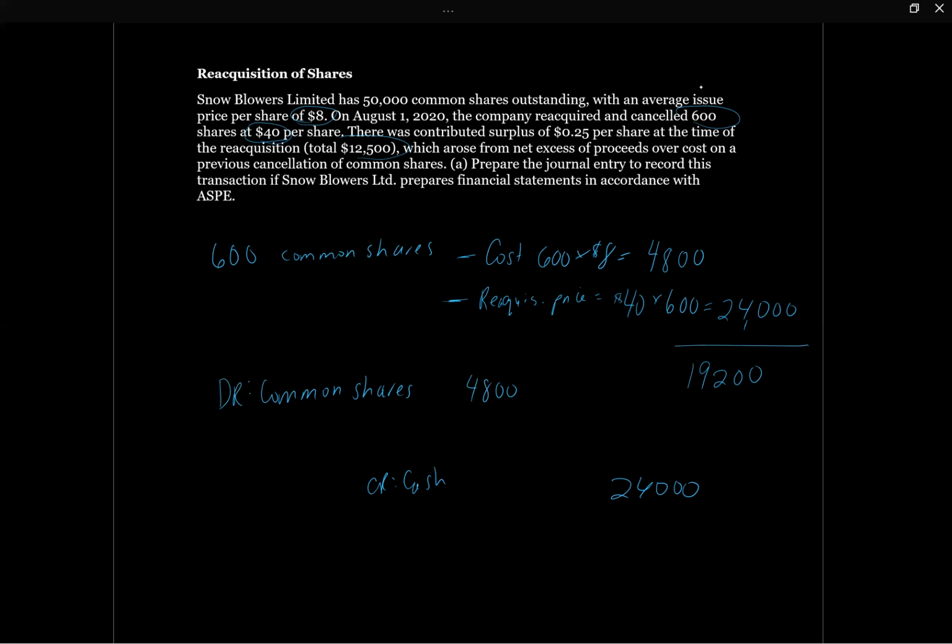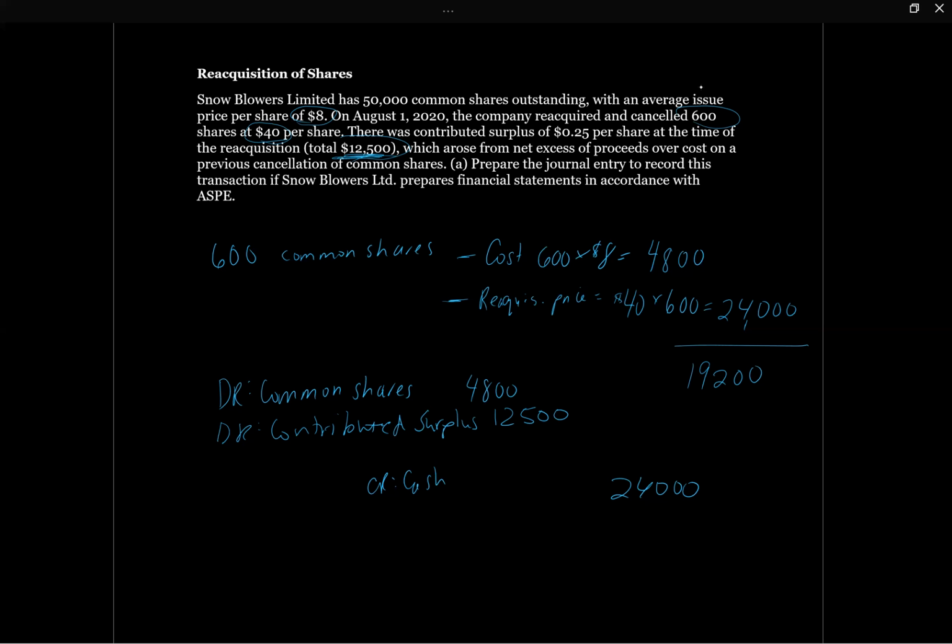Well, the first place that we want to go is to clear out any contributed surplus related to these common shares. And we're told that there is a contributed surplus balance related to previous common shares that were purchased at less than they were on our statement of financial position, of 12,500. So we're going to debit contributed surplus because we want to take out that bonus that we had related to these shares. So we're going to clear that out first, but we still are short by $6,700.